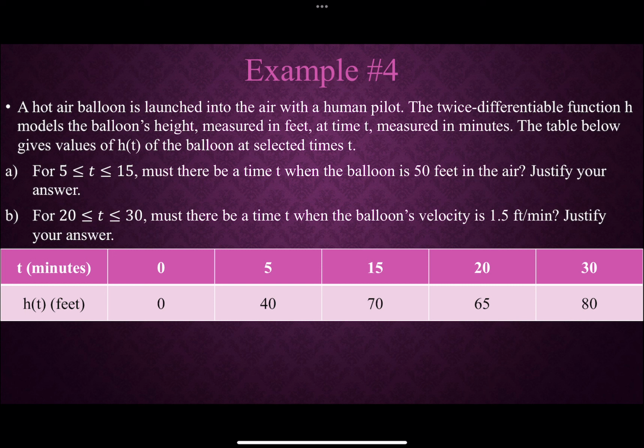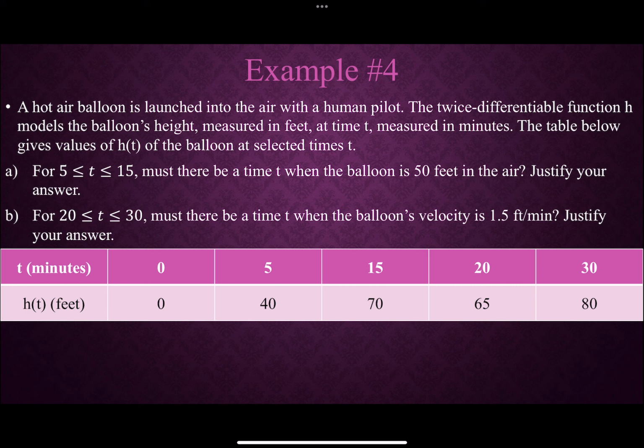All right, now you might get these kind of questions in terms of a table. Because again, we're talking about average rate of change here, so that's found from just doing a slope of a secant line. So this scenario is based off a hot air balloon being launched into the air with a human pilot. Twice differentiable function. That's important because it tells us it is continuous and it is differentiable. In fact, it's twice differentiable, meaning the second derivative also exists. H is the height measured in feet, t measured in minutes. The table below gives us certain height values at select times.